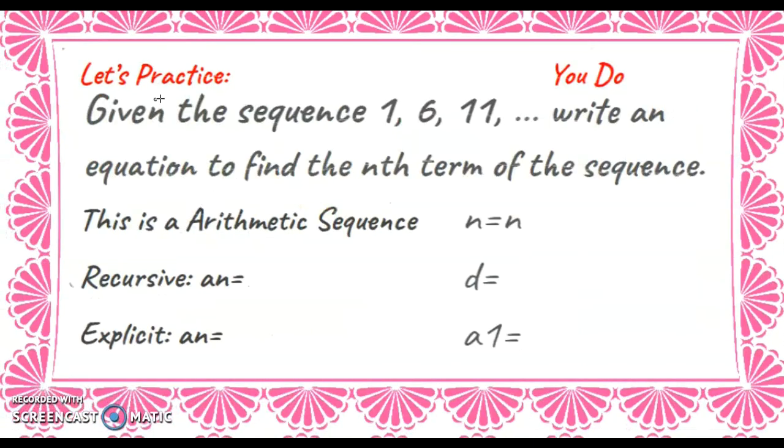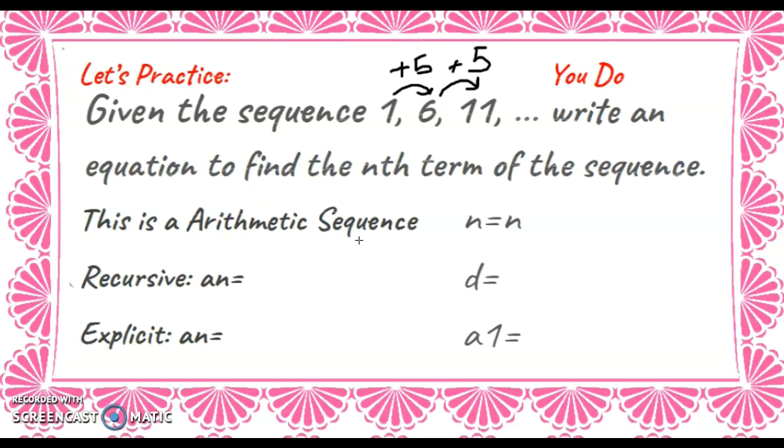Okay, let's look at another example. Given the sequence 1, 6, 11, write an equation to find the nth term of the sequence. So each time it looks like we are adding 5. Let's see, 1 plus 5 is 6. 6 plus 5 is 11. So that works. It works for both of these.